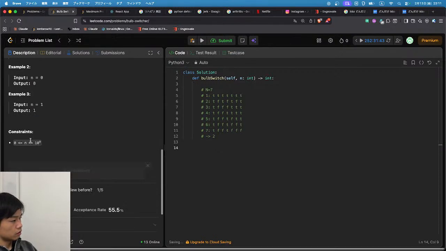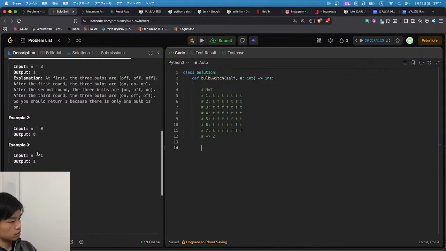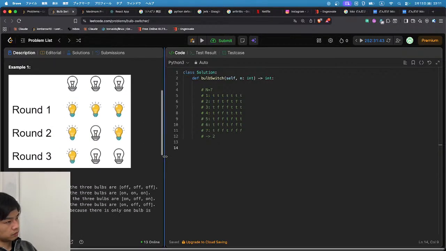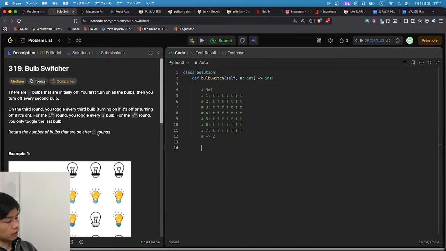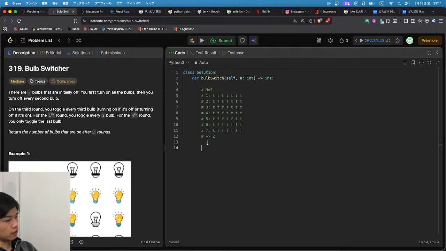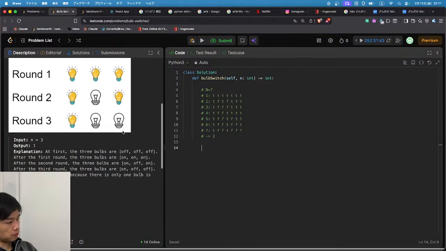And n is 10 to the power of 9, so that's not good. It's not good. We go through every round. So there must be a solution, like we can calculate the answer after the round n, right? Yeah.